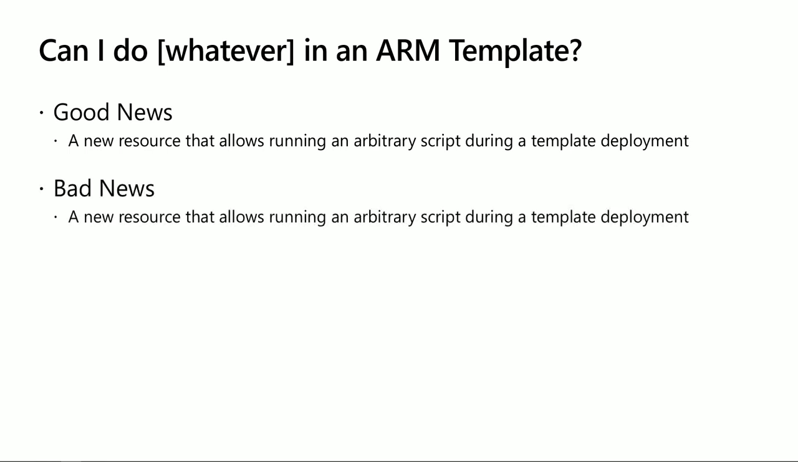The bad news is we have a new resource that allows you to deploy an arbitrary script in a template deployment. And so why is that bad? If you think of the model, config as code, ARM is declarative. In that declarative template, you state the end goal that you want ARM to reach. This is what I want. ARM will go make it so for you. You don't have to figure out how. You just tell ARM what you want and it will do it for you.